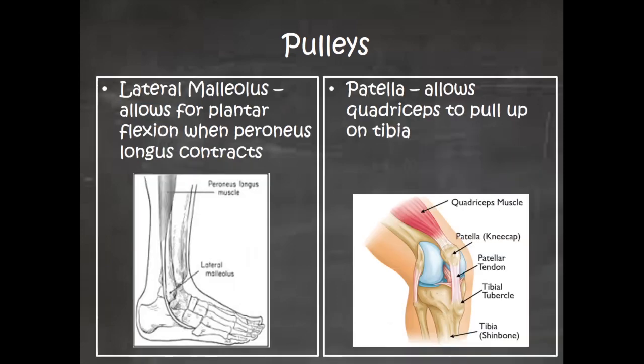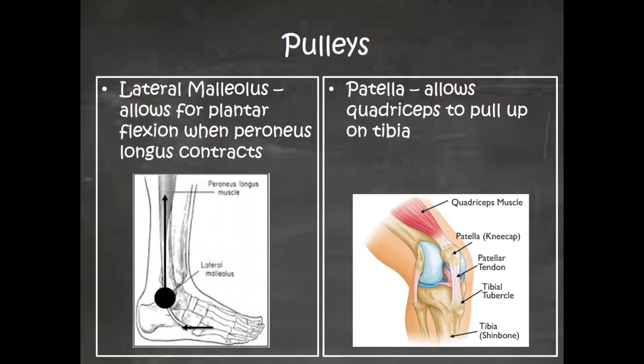The lateral malleolus is located in the ankle and allows for plantar flexion when the peroneus longus contracts. When the peroneus longus contracts, the force is in the upward direction, but the lateral malleolus changes this to a horizontal force on the bottom of the foot that enables us to walk.